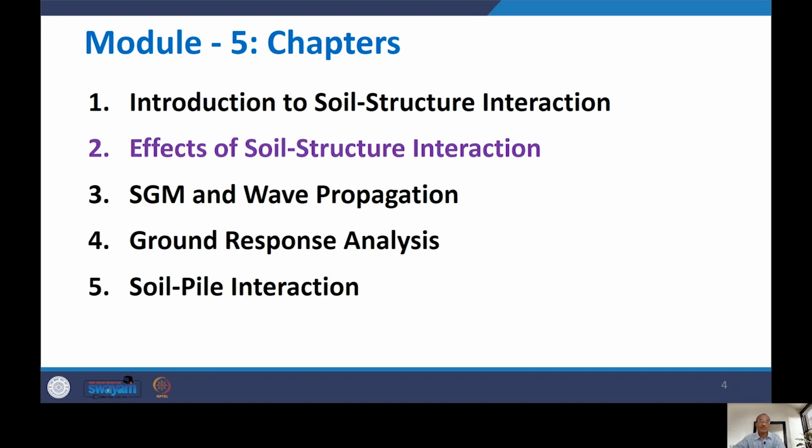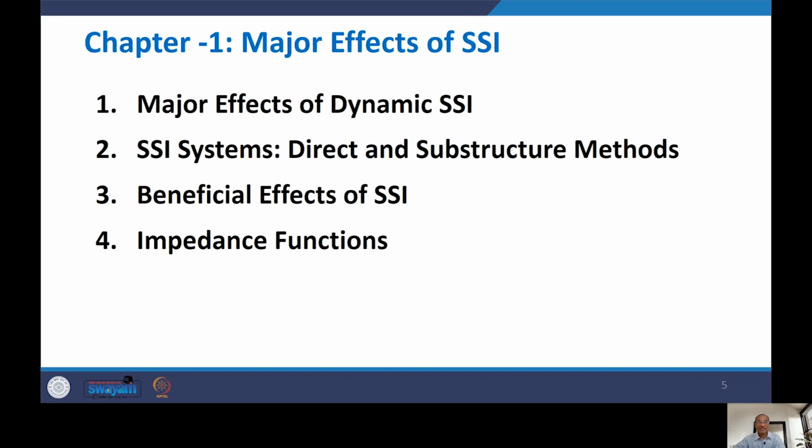When we talk about the effect of SSI, we are going to talk about the major effects of dynamic SSI. Then we have SSI systems, and in these systems we are going to talk about direct and substructure methods. Then, in certain cases, there are beneficial effects of soil structure interaction, which we are also going to discuss. Finally, we are going to talk about impedance functions, or what is called complex dynamic stiffness.